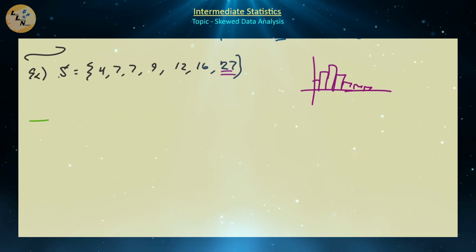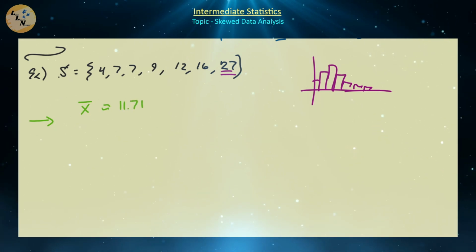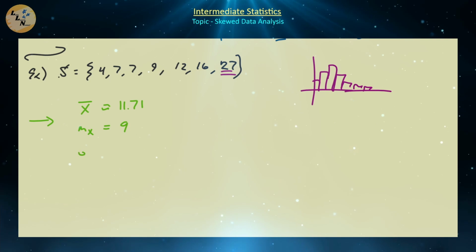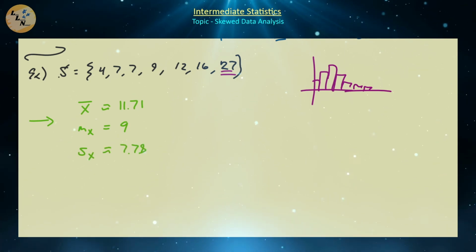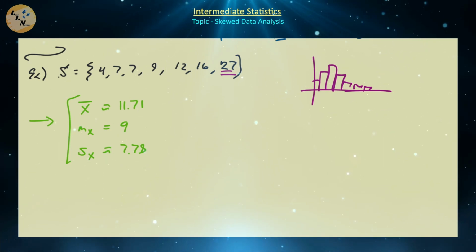So let's just calculate a few things. You should already know how to calculate the arithmetic mean. You should be able to show that that's approximately equal to 11.71. The median of this data set can be found to be equal to 9, and the sample standard deviation for this data set is going to be approximately equal to 7.78. You can generate those values, for example, in Excel or R, or you can do them by hand since this data set is, subjectively, relatively small. Once you have these 3 data values, you can calculate your skewness coefficient.